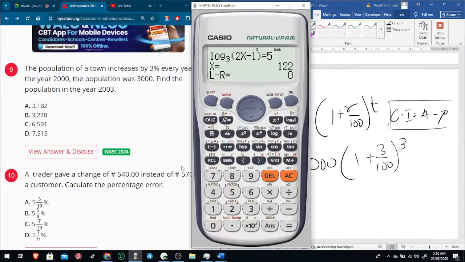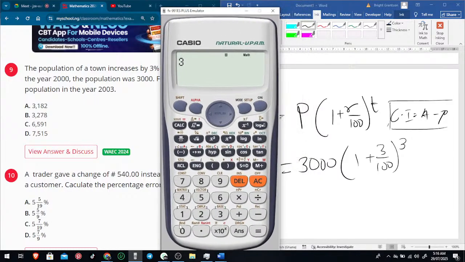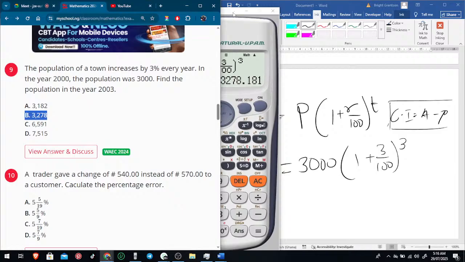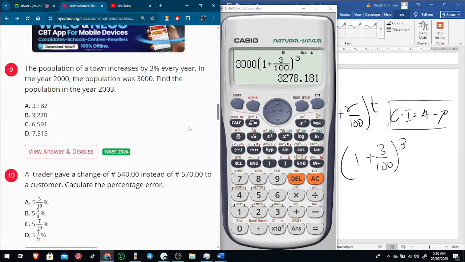Yes, sir. So just punch the rest on the calculator. So 3,000. The formula is not only for simple interest, it's also for growth. Exponential growth, 1 plus 3 over 100, exponent t. So exponent 3. What do we get? 3278.181. So it's option B. Can you see that? Yes, sir. Very good.